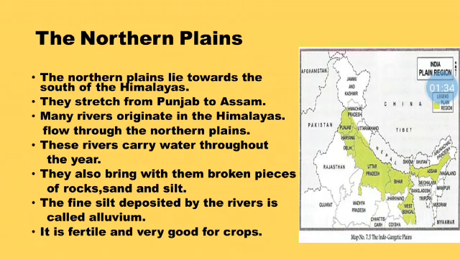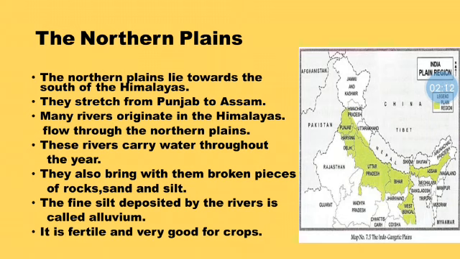Children, we know that many rivers originate in the Himalayas, isn't it? So all these rivers which originate from the Himalayas flow through the northern plains. And these rivers carry water throughout the year. This is because the Himalayas are covered with snow, and there are a lot of glaciers also. Glaciers are slow moving ice and snow. When there is summer, the ice and the snow melt and we get enough water.